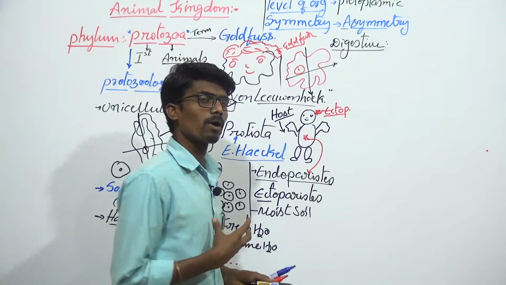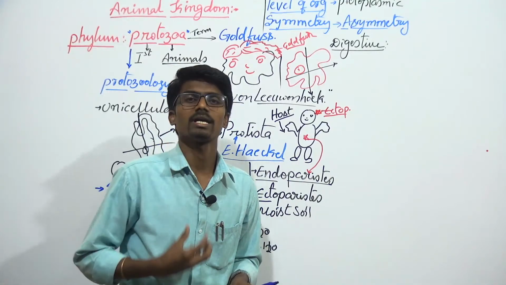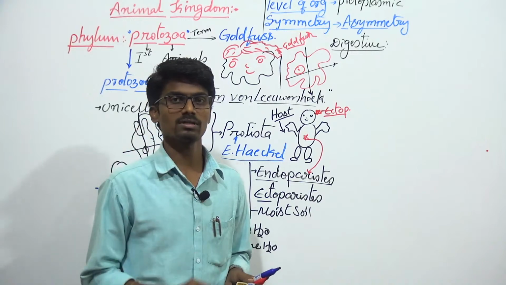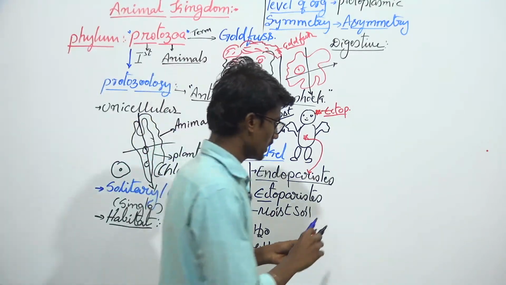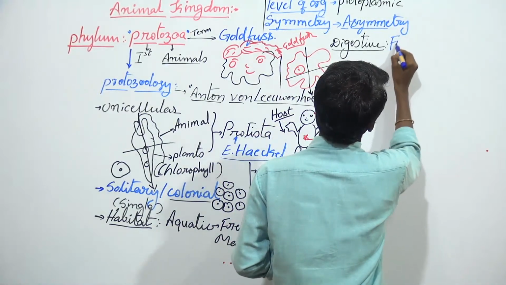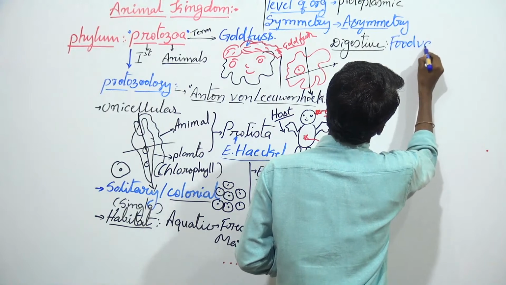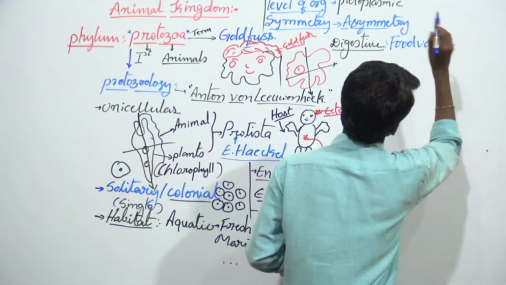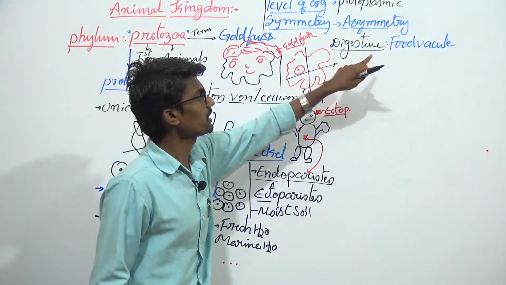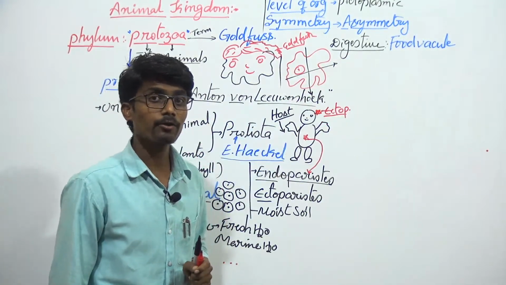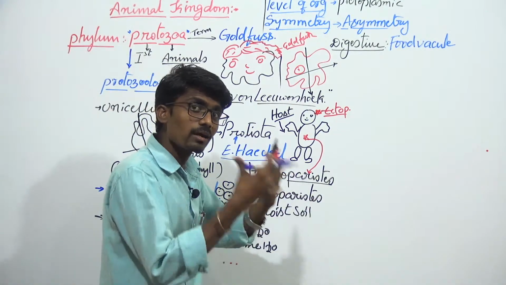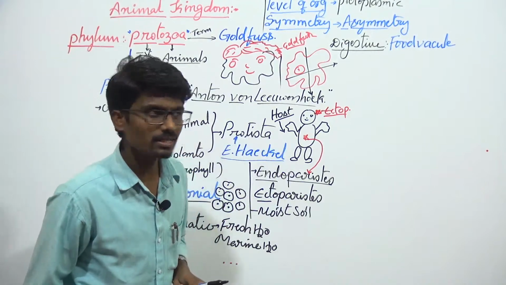And how does amoeba digest the food material? Whatever food is engulfed by the protozoans is mainly digested by one of the cell organelles, that is the food vacuole. Food is digested in the food vacuole. How is the food vacuole formed? How can amoeba engulf the food? That is a very interesting concept.